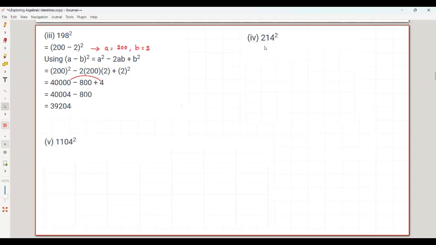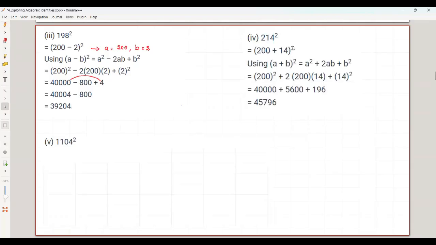So the fourth one is (200 plus 14) the whole square. Use the formula: (a plus b) the whole square is equal to a square plus 2ab plus b square. Here a is equal to 200 and b is equal to 14. Just replace a with 200 and b with 14.